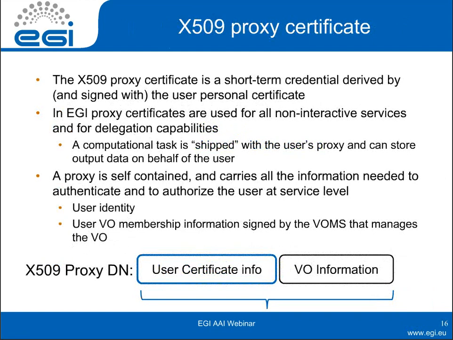So how technically is this information shipped to the service provider? This is done through a proxy certificate. Basically, it's a short-term credential, hopefully short-term, it should be short-term, credential derived by and signed with the user's personal certificate. So proxy certificates can be generated only by the user with his own certificate or her own certificate. And they are generally used for delegation, but in general for non-interactive services, which is the majority of services that we have in EGI.